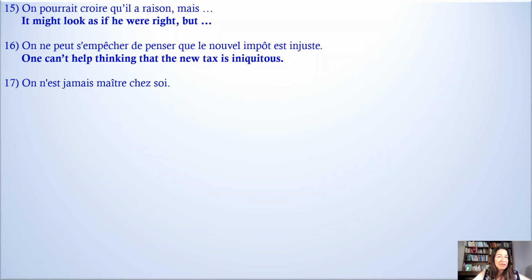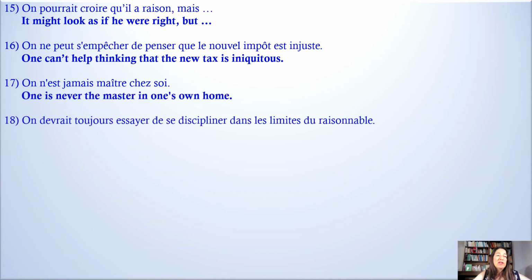oneself. This sentence could obviously be translated also by other pronouns, like you could say, you can't help thinking that the new tax is iniquitous. So one is formal and you is informal. On n'est jamais maître chez soi, another example in which on can be translated by one. If you want to sound formal, one is never the master in one's own home. And it's interesting to notice that one can be used with the genitive. And obviously, again, you would sound less formal.